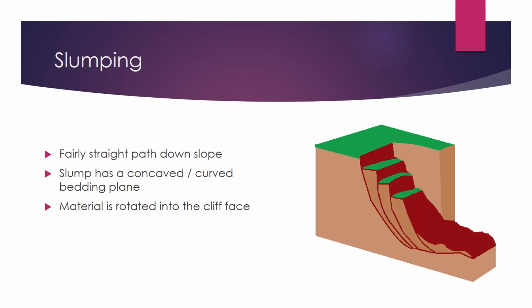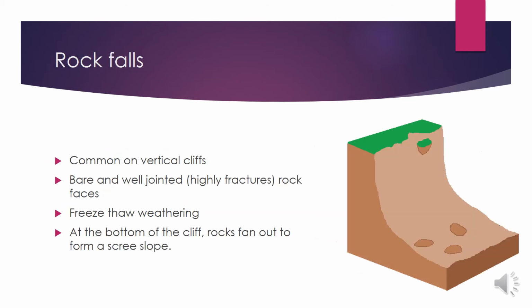Slumping is not really any different to any other type of slides. However, they have a curved or concave bedding plane which causes the material to rotate backwards into the cliff as it slips, as seen in the diagram.